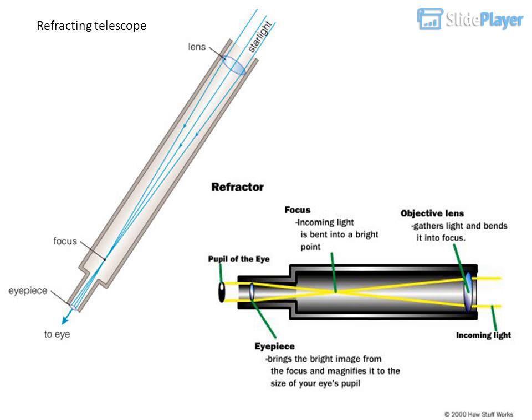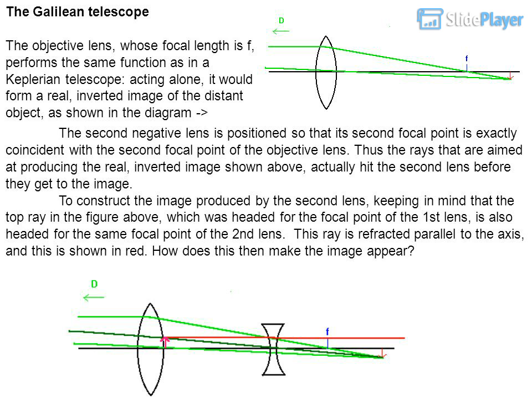Refracting telescope. The Galilean telescope. The objective lens, whose focal length is f, performs the same function as in a Keplerian telescope. Acting alone, it would form a real, inverted image of the distant object, as shown in the diagram.